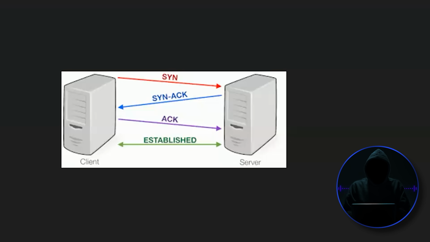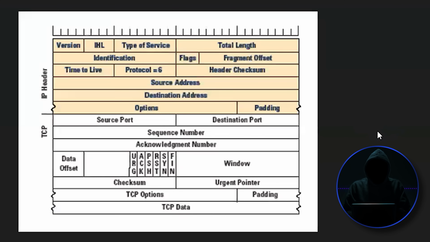So let's take a look at the TCP/IP header. Here's a TCP/IP header. And you can see this is a combination here of both. This is the IP header. Remember, these are two separate protocols. There's the Internet Protocol and there's the TCP protocol.